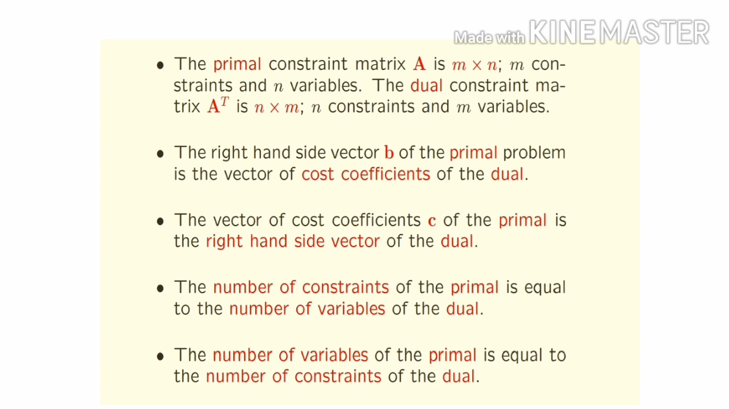Moreover, we see that each of the equality constraints of the primal corresponds to a variable which is unrestricted in sign in the dual problem. Likewise, each unrestricted in sign variable in the primal problem will correspond to an equality constraint in the dual problem.